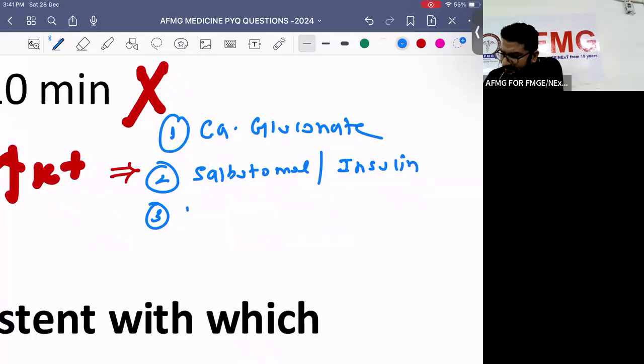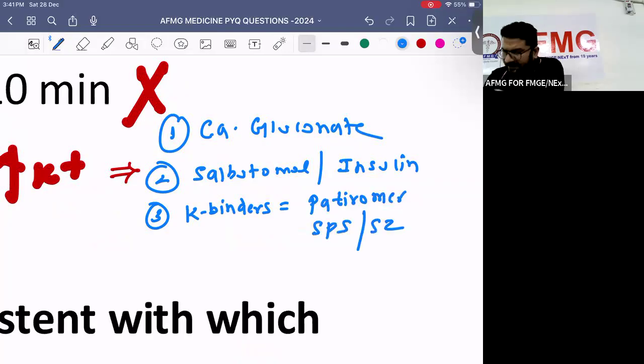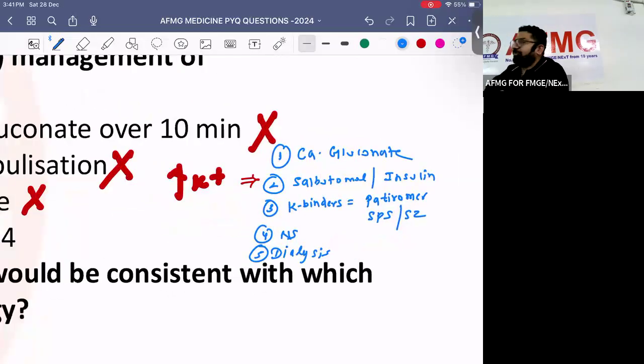Binders. K binders. So we have patiromer, sodium polystyrene sulfonate, sodium zirconium cyclosilicate. These are potassium binders. What else do we give? Anything else? In hyperkalemia, potassium is high, give NS, fluid. Fluid will dilute this. IV fluid means NS we can use. And last option, if nothing works, then patient will need dialysis. So these are the treatment options available for hyperkalemia. Done.